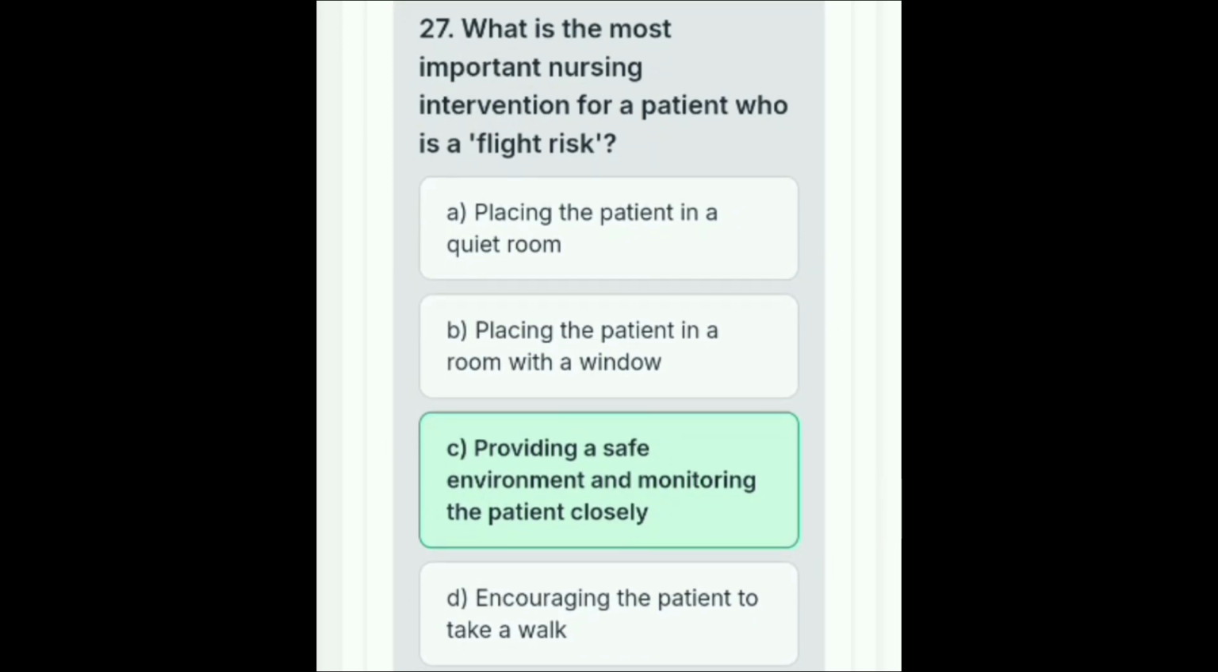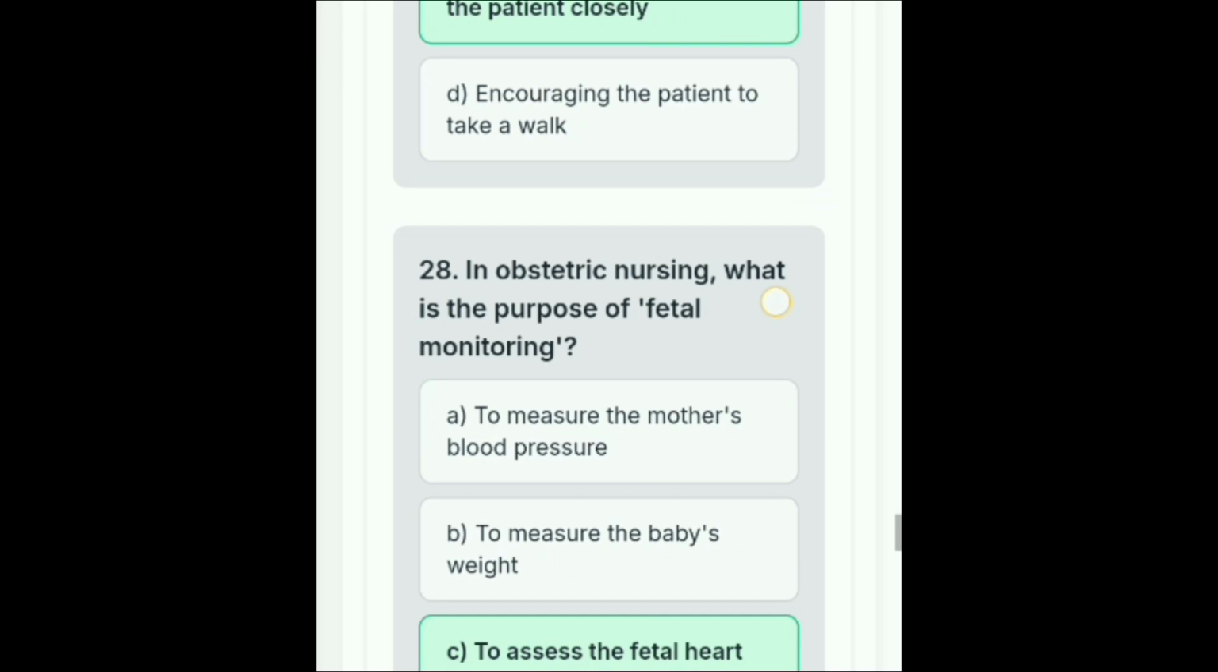What is the most important nursing intervention for a patient who is a flight risk? Option A, placing the patient in a quiet room. B, placing the patient in a room with a window. C, providing a safe environment and monitoring the patient closely. Option D, encouraging the patient to take a walk. So the C is correct answer.